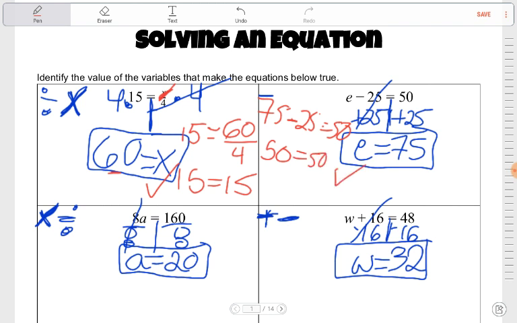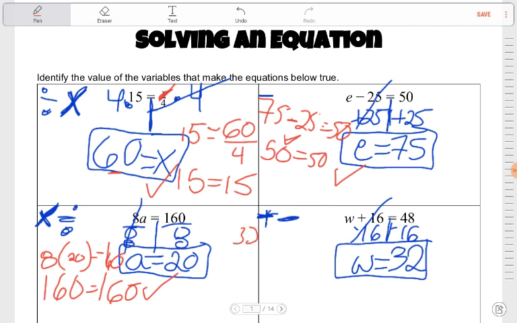Notice that each time I'm doing this second step where I'm actually finding the value of what I plugged in for. Here I have a is equal to 20, so is 8 times 20 equal to 160? And I do see that 8 times 20 is 160, and that is equal to 160, so I'm good there. And now finally, I'm running out of room a little bit, is w plus 16 equal to 48? Is 32 plus 16 equal to 48? And yep, 48 is equal to 48.